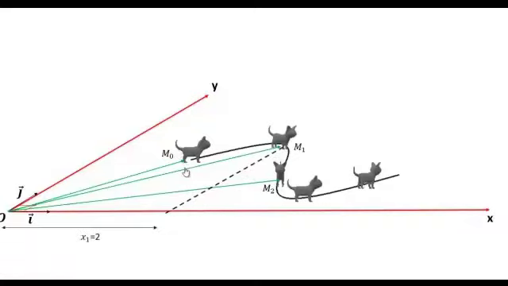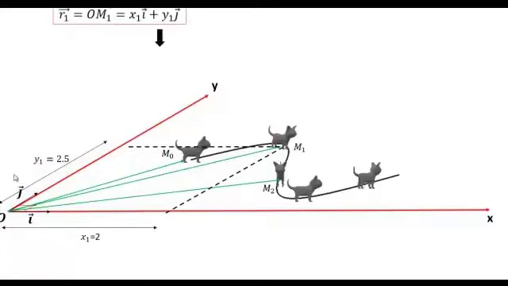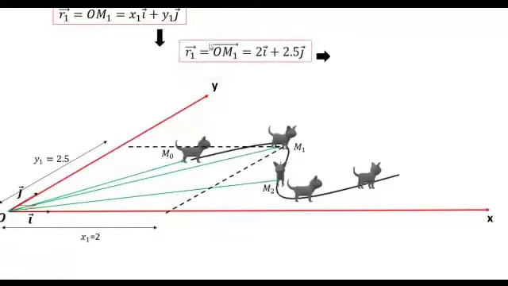So it's determined by its coordinates. x1, for example, here equals 2, and y1, for example, 2.5. Then in this case, r1 will be equal to OM1, equal to x1 i plus y1 j. We have x, we have y, we can substitute. This is for the vector. Now how to calculate the value? The value is equal to radical x square plus y square.